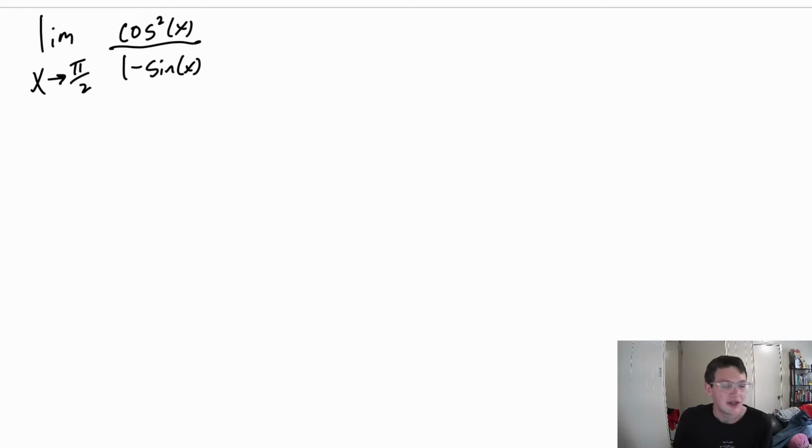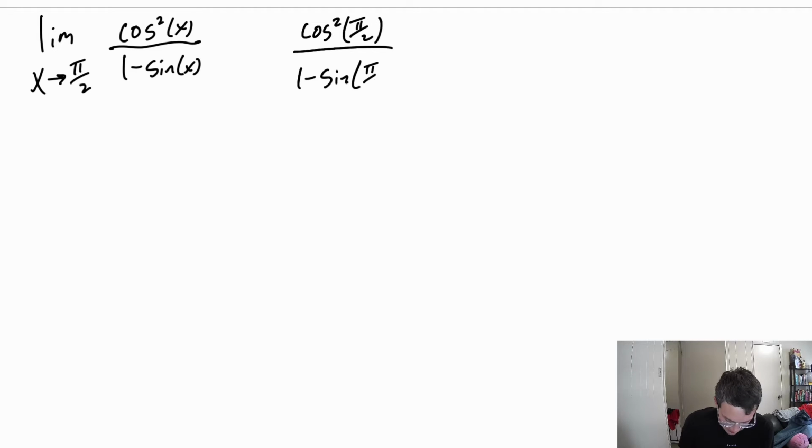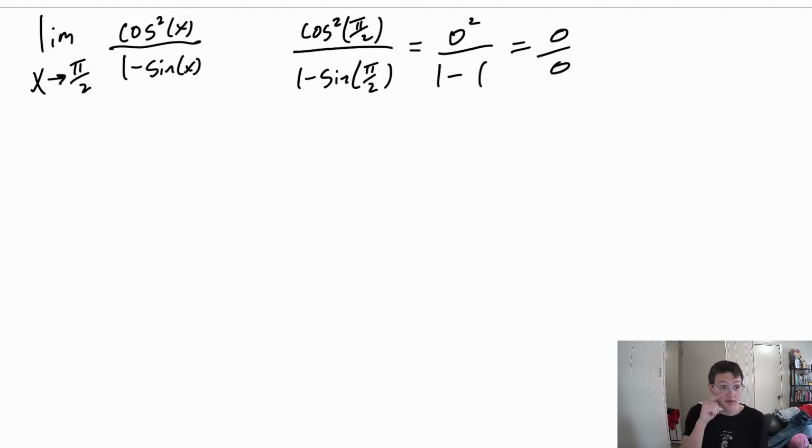With trig this time. We're trying to find the limit as x goes to pi over 2 of cosine squared x divided by 1 minus sine of x. Again, if we try plugging in pi over 2, what do we get? We have cosine squared pi over 2 over 1 minus sine pi over 2. Cosine of pi over 2 is 0, because pi over 2 is the straight vertical line upwards. So we get 0 squared over 1 minus, and then sine of pi over 2 is vertical line upwards, so it's 1. And so we get 0 over 0. And that means we can apply L'Hopital's rule again.